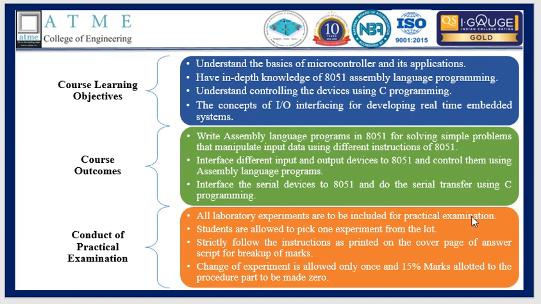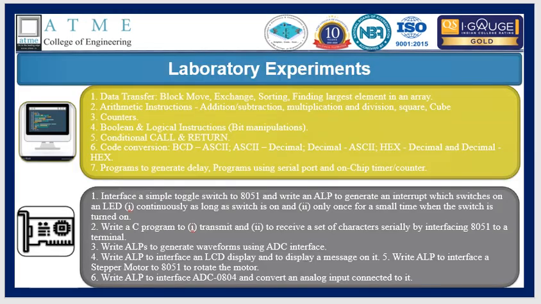Next we'll see the laboratory experiments. In these laboratory experiments we have two parts, part A and part B. The part A experiments start with data transfer. In data transfer we are going to see how blocks are moved, how blocks are exchanged, how elements are sorted, and how to find the largest element in a given array.